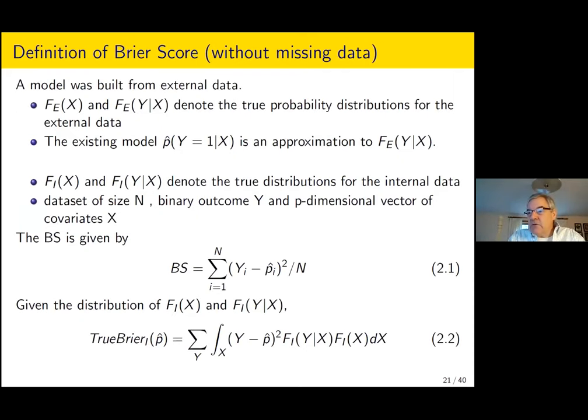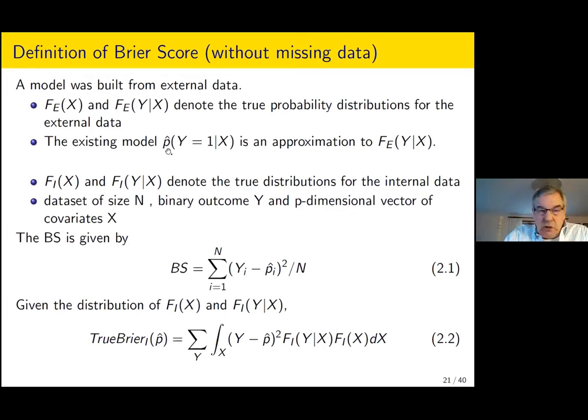Okay, so back to trying to define what we mean by these metrics, AUC exactly. I've got a bit of notation floating around here. E stands for external data, so that's the CAPRA score data set. There's a population they used to build that model. So there's a distribution of X's, the distribution of age and stage and whatever in that data, and then a distribution of a binary outcome given X. I'm thinking there are true probability distributions from that population from which that data was born.